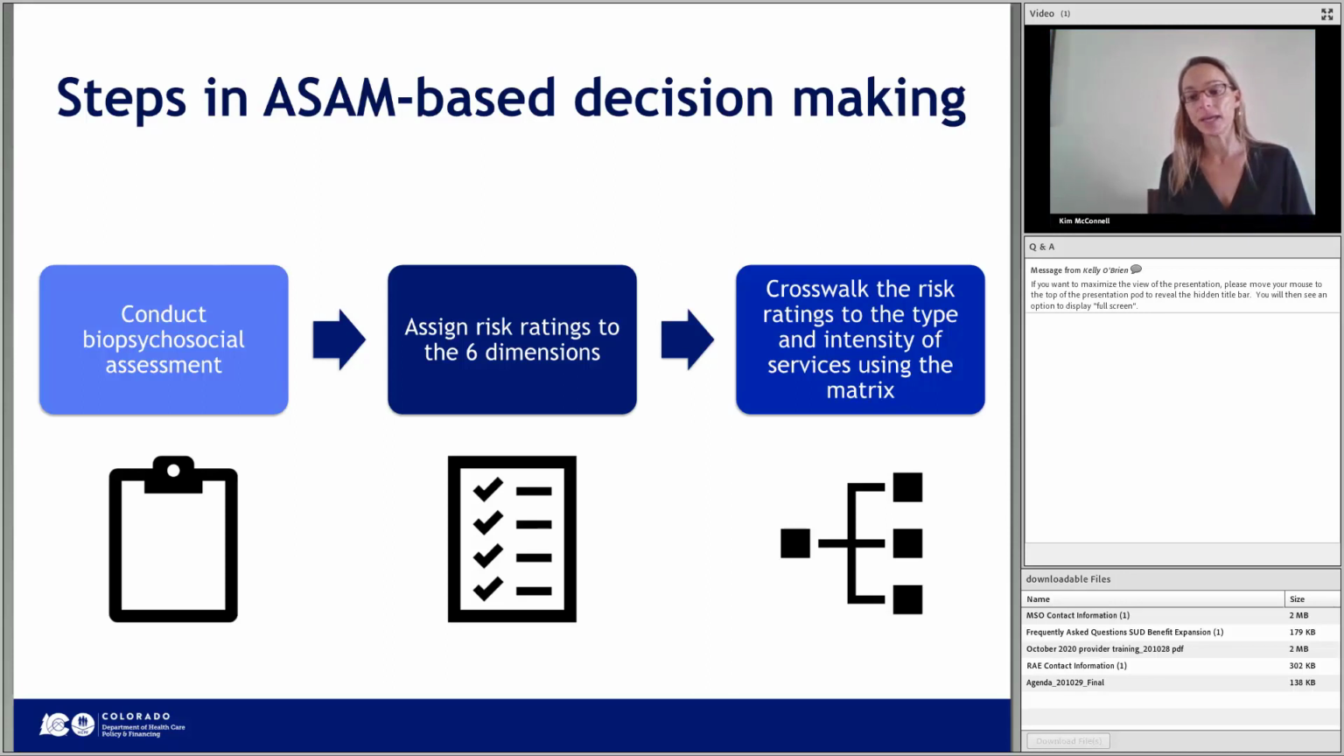The next thing, and this is all contained in the ASAM criteria book, a clinician does is assign risk ratings to the 6 dimensions. I'll go over those 6 dimensions in just a moment. The next step is to take those risk ratings and crosswalk them to a particular level of care, and there's a matrix in the ASAM criteria that tells clinicians that if the risk rating is X on this dimension, then you need to consider this level of care. So there's a stepwise process going through the 6 dimensions that allows you, as a clinician, to determine which level of care is appropriate for the person that is before you.